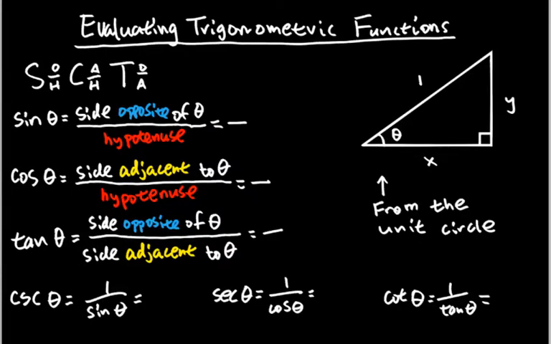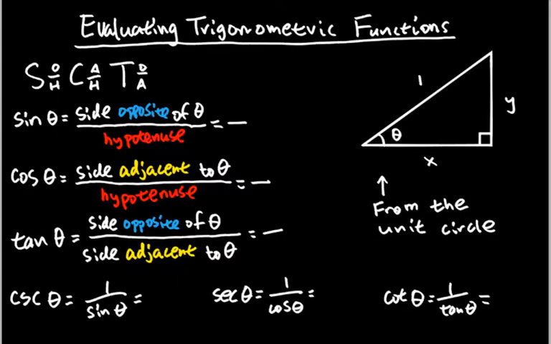Hello class. So in this video we're going to evaluate trigonometric functions. I'm actually going to do all 6 of them rather than just part of them. Alright, so let's first talk about the Sohcahtoa thing. The first thing to keep in mind is to pronounce Sohcahtoa correctly, because otherwise it's not going to be spelled this way, and that's the point of it.